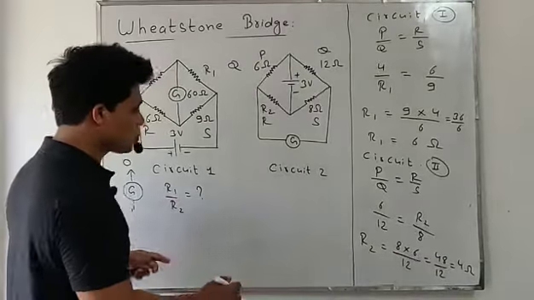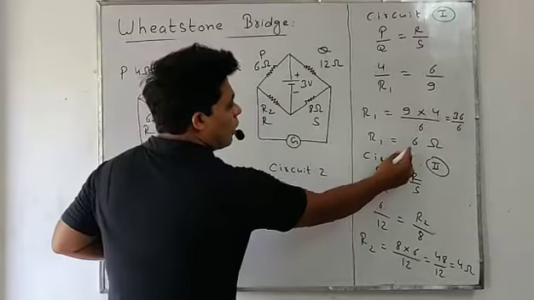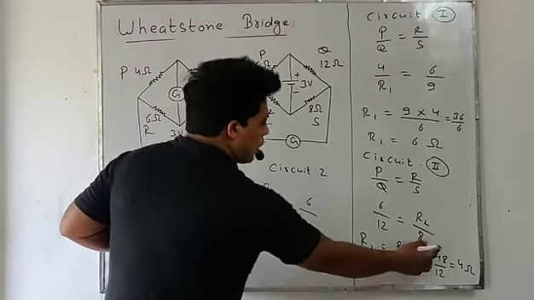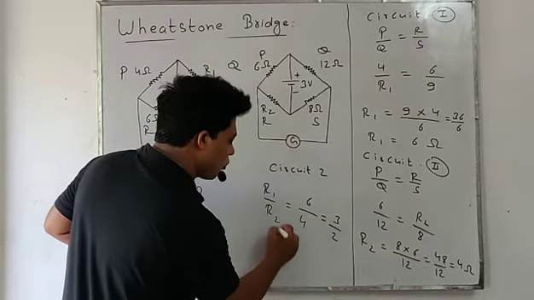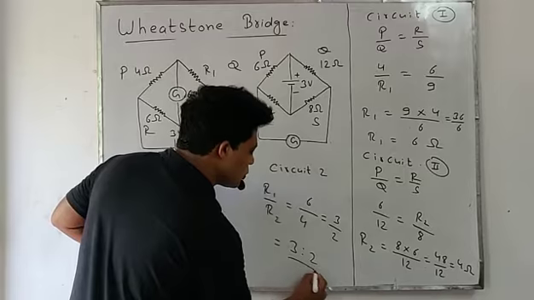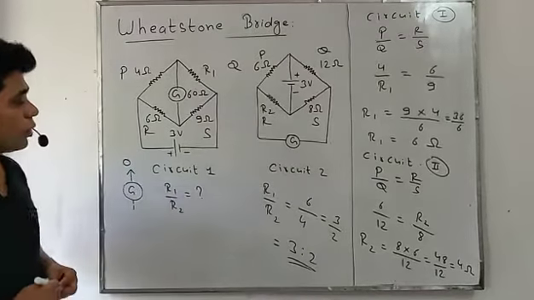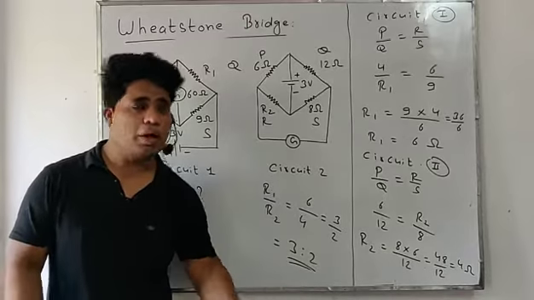Now we have to find its ratio. So what should be the ratio of R1 and R2? R1 we have 6 ohm and R2 we have 4 ohm. 3 by 2. So the ratio of R1 by R2 is 3:2. So this is the answer. The ratio for both the resistances for the two circuits will be 3:2. Understood, students?